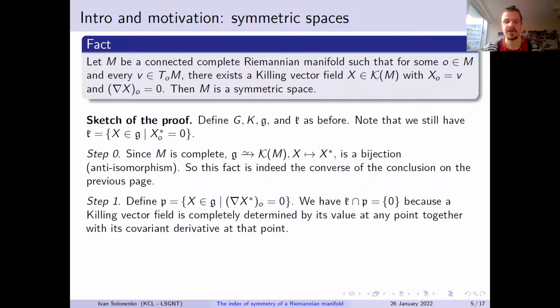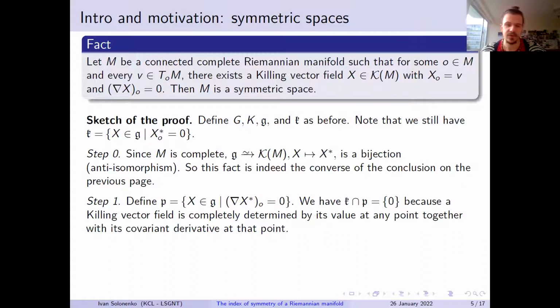Okay, step 1 is define P as those elements in G whose corresponding Killing vector field has covariant derivative at O equal to 0. Now, it is important that this P is a subspace and it doesn't intersect with K, because if you have a Killing vector field whose covariant derivative at the point is 0, and also whose value at this point is 0, then this vector field must be 0.